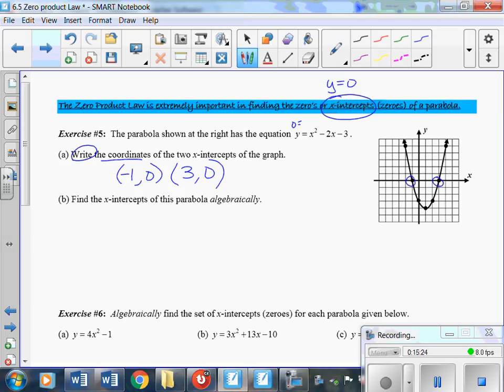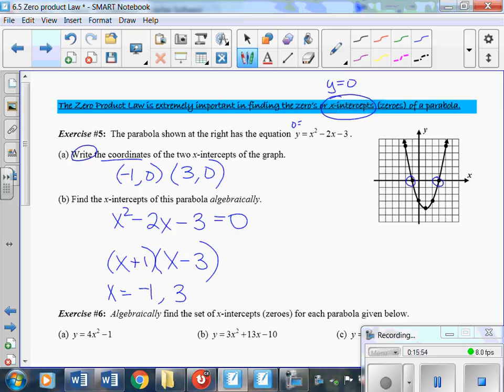Now, the next part says find them algebraically. So we actually could work our way backwards here. If by chance you didn't know how to factor this, we could work it backwards because we know the answers are x is equal to -1 and +3. So at that point, if those are our answers, we know that our factors have to be x plus 1 and x minus 3. Well, is that factored properly? -3 times +1 is -3, and -3 plus a +1 is -2. So yes, this is correct.